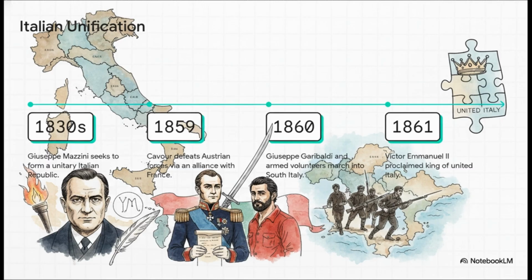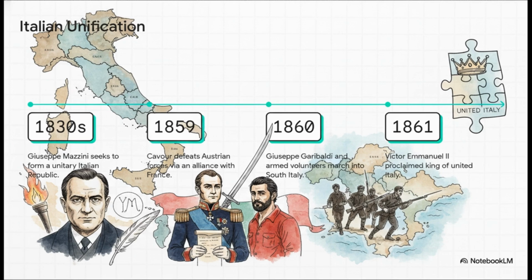During the 1830s, we have Giuseppe Mazzini. He was the idealist. He put together a coherent program for a unitary Italian republic, and even formed a secret society called Young Italy. But his revolutionary uprisings in 1831 and 1848 completely failed. The mantle then fell to the only Italian princely house, Sardinia-Piedmont, and its ruler, King Victor Emmanuel II. His chief minister, Cavour, took charge.